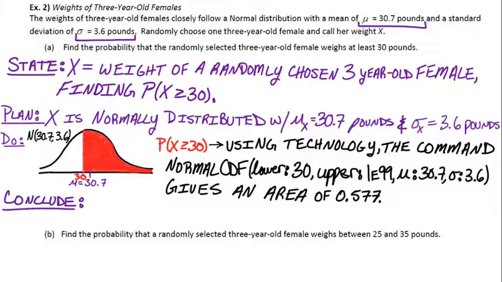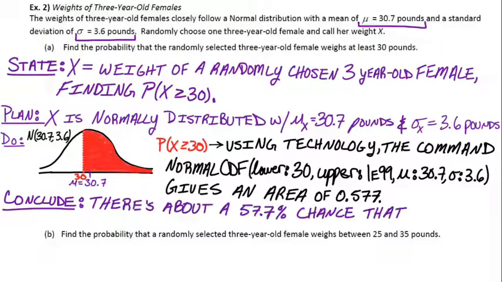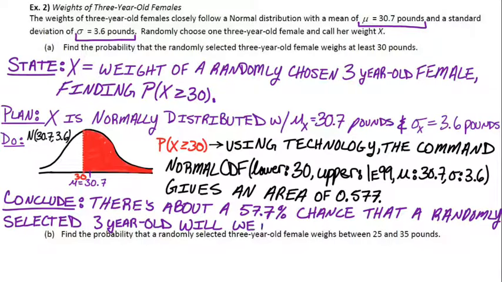In the conclude step, what does that answer 0.577 mean? So let's be really clear about this. There's about a 57.7% chance that a randomly selected 3-year-old female weighs at least 30 pounds. So to be really clear about that conclude step.